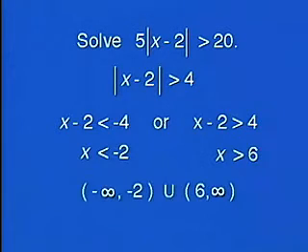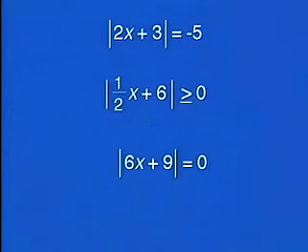So our solution set then is given by the interval from negative infinity to negative 2, union the interval from 6 to infinity. Now when you're working with absolute value equations and inequalities, remember the primary thing is to think. Let's take a look at these 3 problems. And I'm going to pause the tape and let you try to solve them.